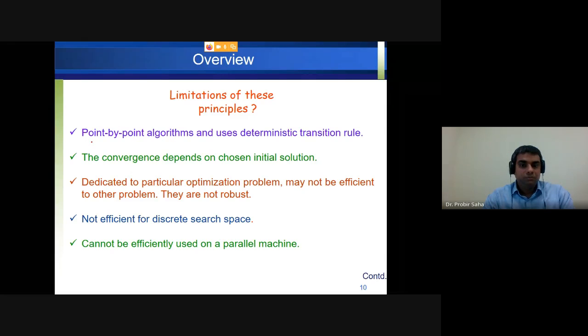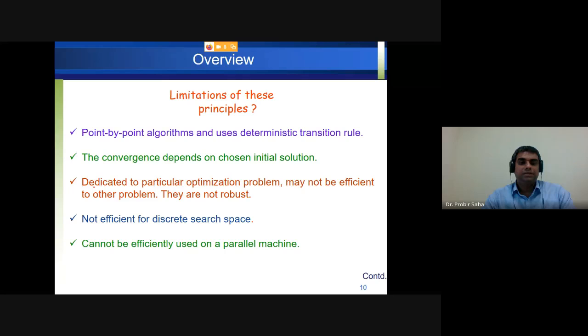So the rules to move from one point to another point in the search space follow very deterministic transition rules, proposed by several researchers, right? So that is one point. The second point is that the convergence depends on the chosen initial solution. The more the initial solution deviates from the optimal one, the lower the convergence rate will be. There is even a possibility that they may not converge, or they converge after a lot of time, so computation and complexity might increase, right?